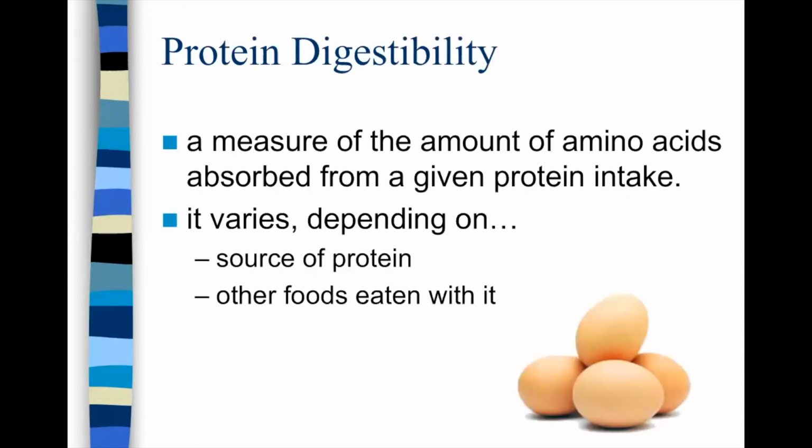All right, so protein digestibility. This is how well we can actually use the amino acids that we eat from protein sources and reassemble them into proteins we need in our body. And it can depend on what source of protein we eat. Most animal proteins are very digestible, 90 to 99%, and plant proteins are 70 to 90% digestible. It also depends on if we eat protein with other foods, or if we eat protein alone.